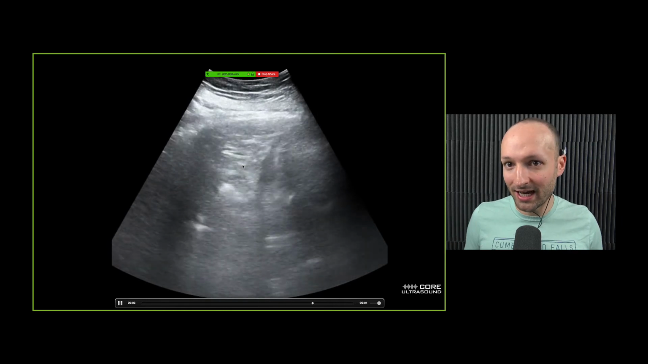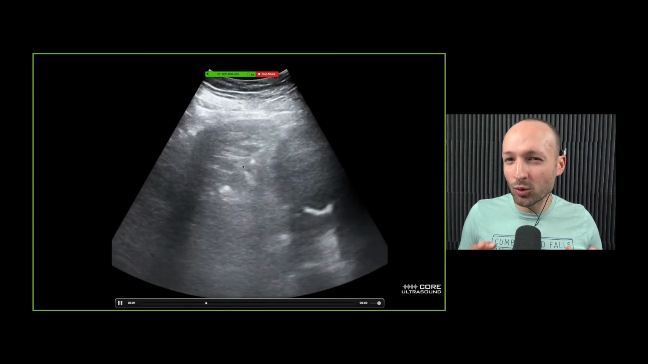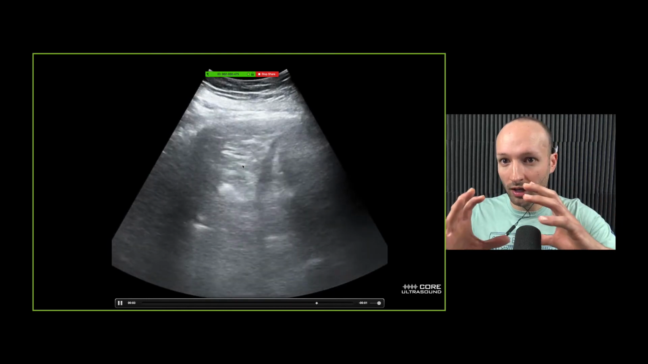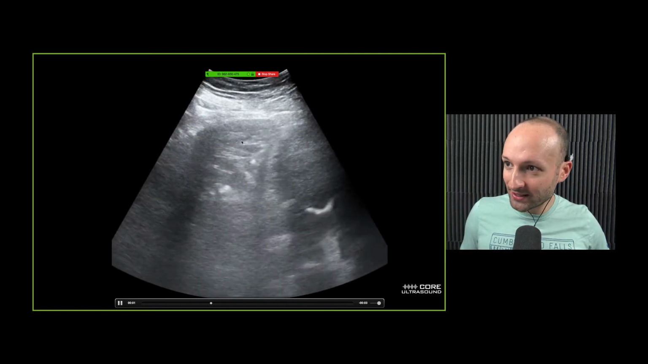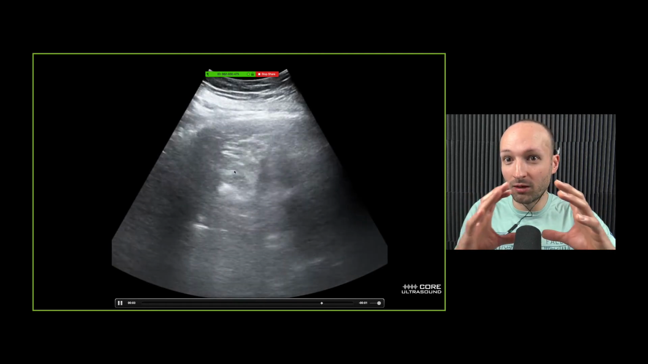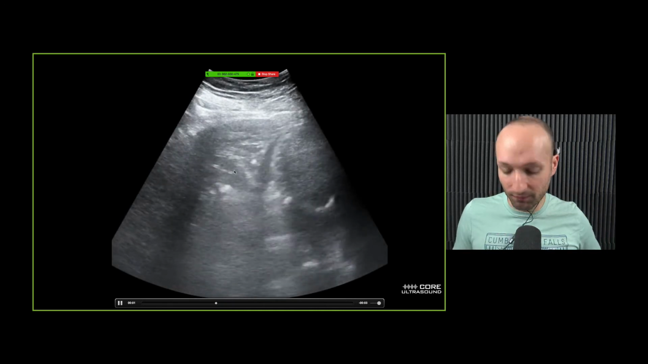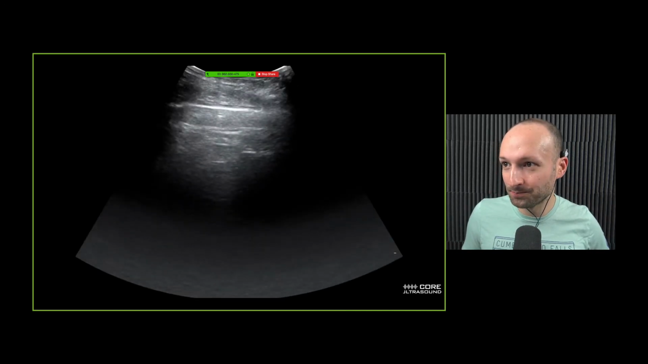Now, when I say static, what I mean is that they're not really moving independently of the lung. So if the whole lung moves, the little white dots and lines that you see in here, which are the bronchograms, will move the same distance as the lung. That's what a static air bronchogram means.